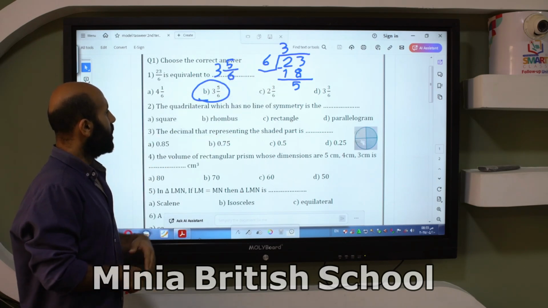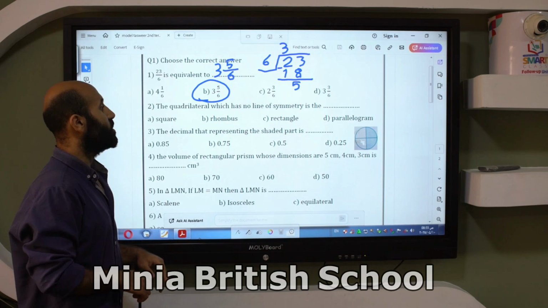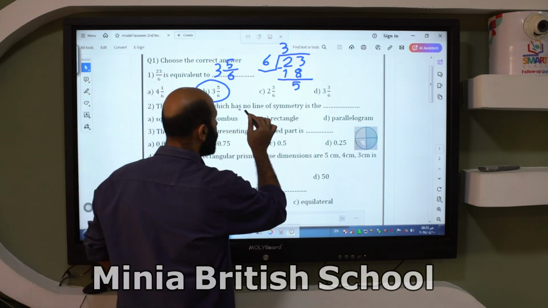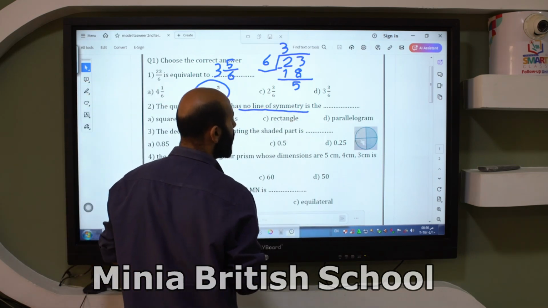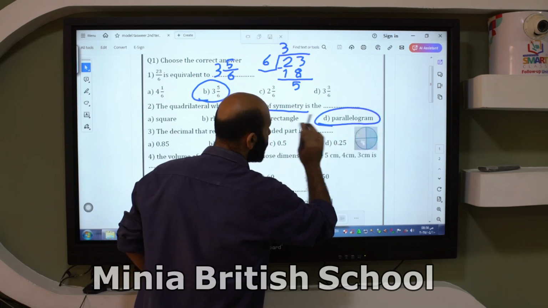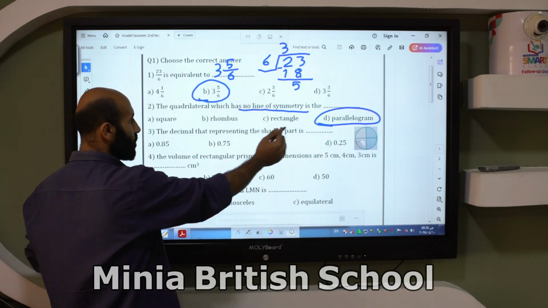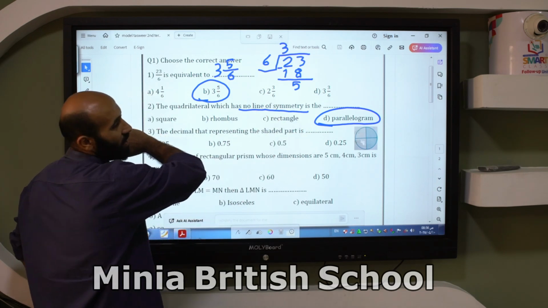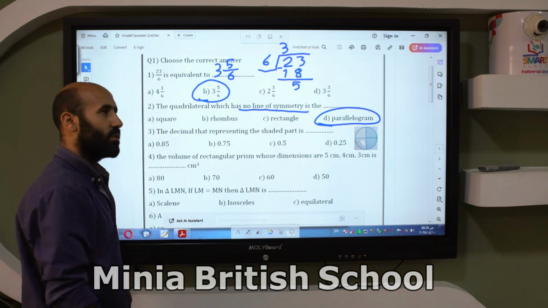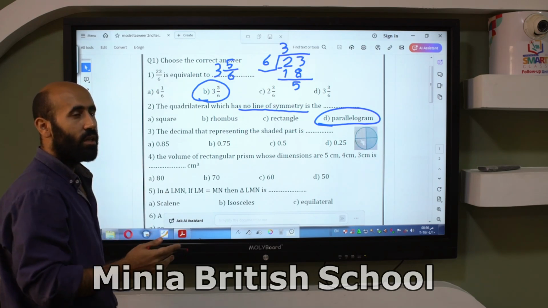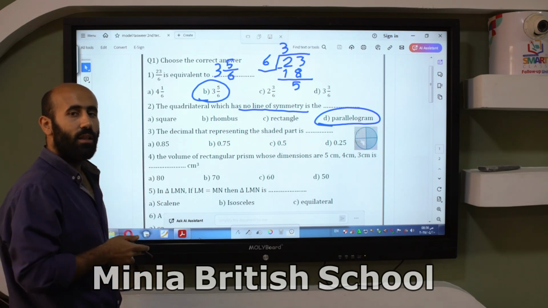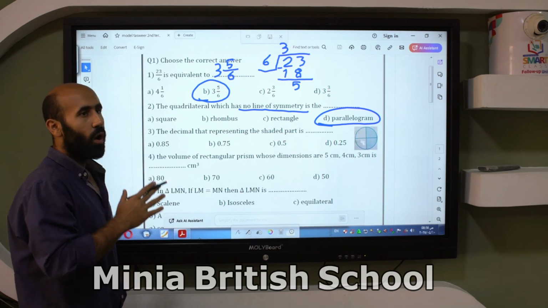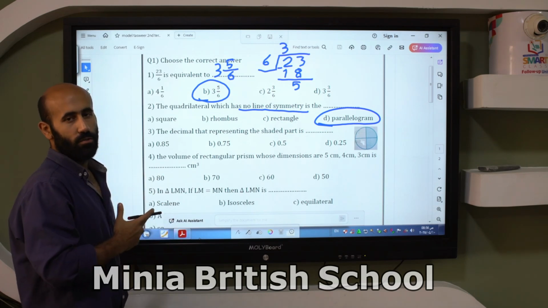The second one: the quadrilateral which has no line of symmetry is the parallelogram. Definitely the others have lines of symmetry, but the parallelogram has no line of symmetry, because there is no line I can draw in the parallelogram that gives me two identical parts.